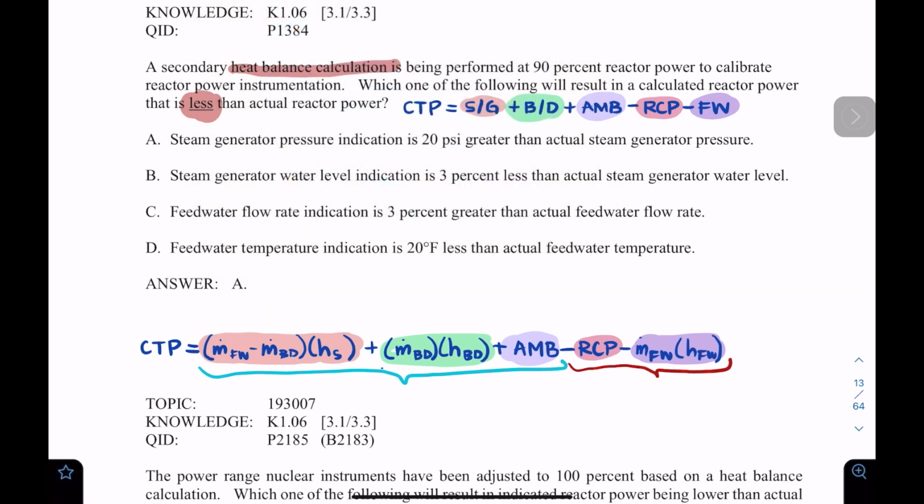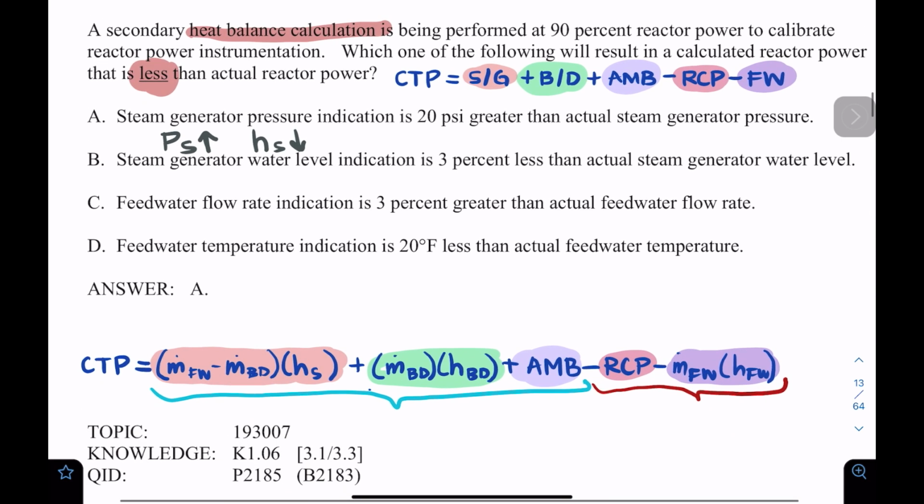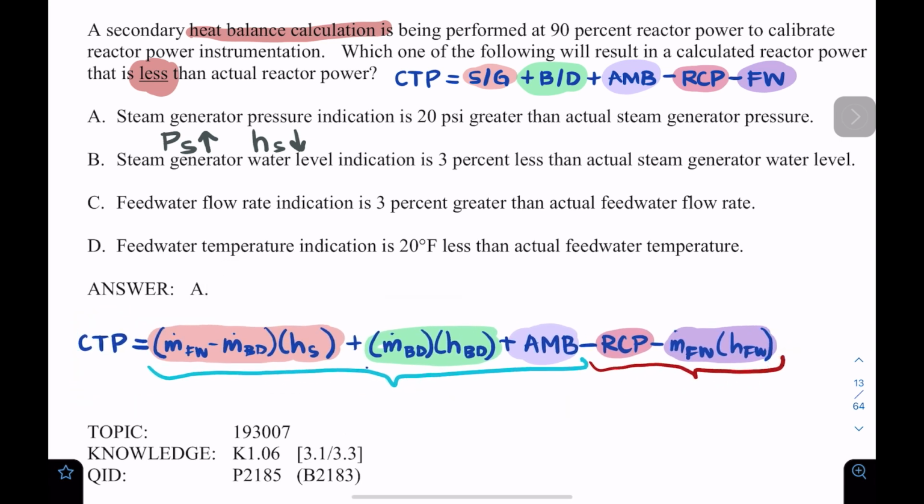The first one is telling us that the steam generator pressure indication is 20 psi greater than the actual steam generator pressure. Basically, I had an increase in pressure on my steam generator side. If I go to my steam table, I notice that it's affecting the enthalpy of my saturated vapor, and that is going to be lower. If we put that information in the math we were doing, we will find that this is getting lower, so that's going to reduce my core thermal power, right? So I will have a low core thermal power.